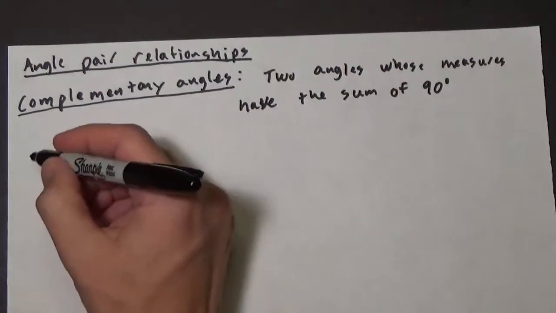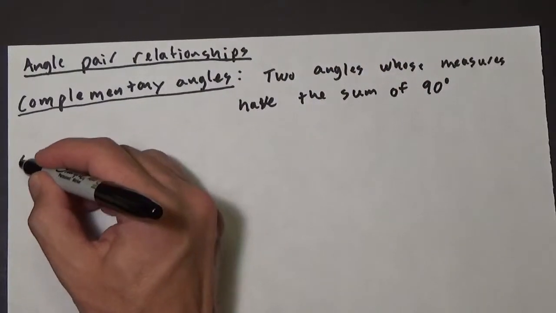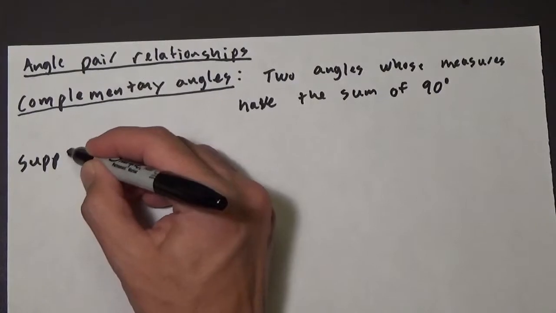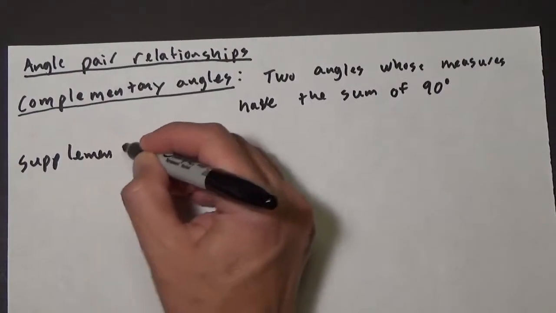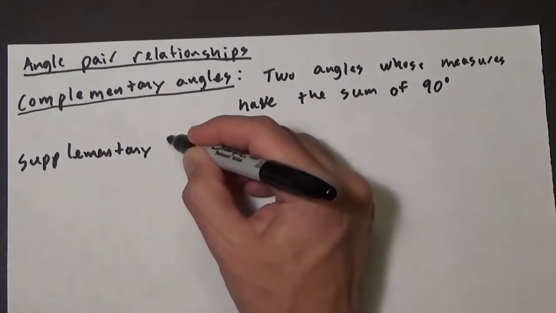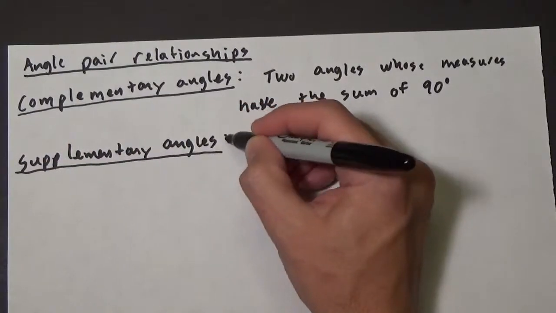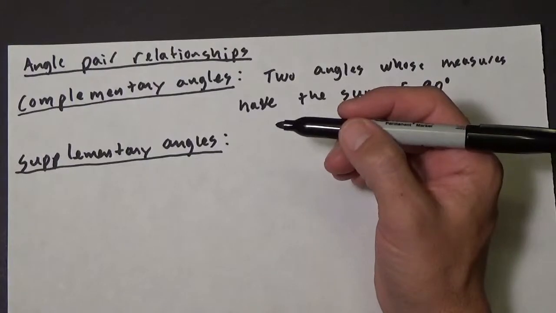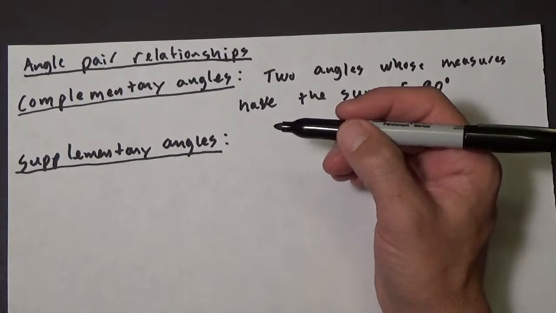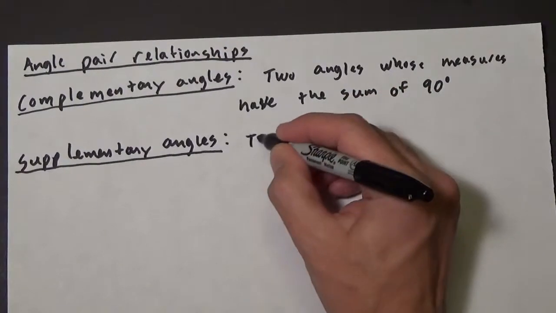And then the other angle pair relationship are supplementary angles. And supplementary angles are two angles whose measures have the sum of 180 degrees.